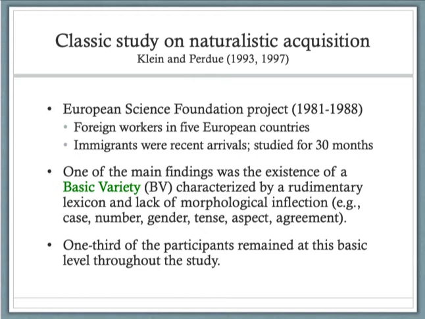One of the main findings of this study was the existence of what they called a basic variety, which was characterized by a rudimentary lexicon and a lack of morphological agreement, morphological inflection or marking. So for example, number, gender, tense, and other morphological markers were absent. And what was particularly interesting is that 1/3 of the participants remained at this basic level throughout the study, so they didn't seem to make any improvement or progress.